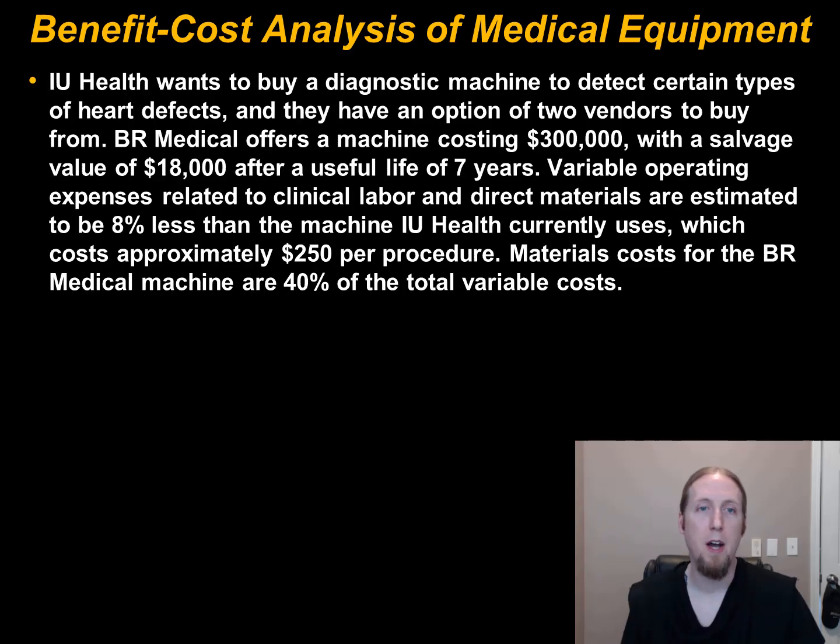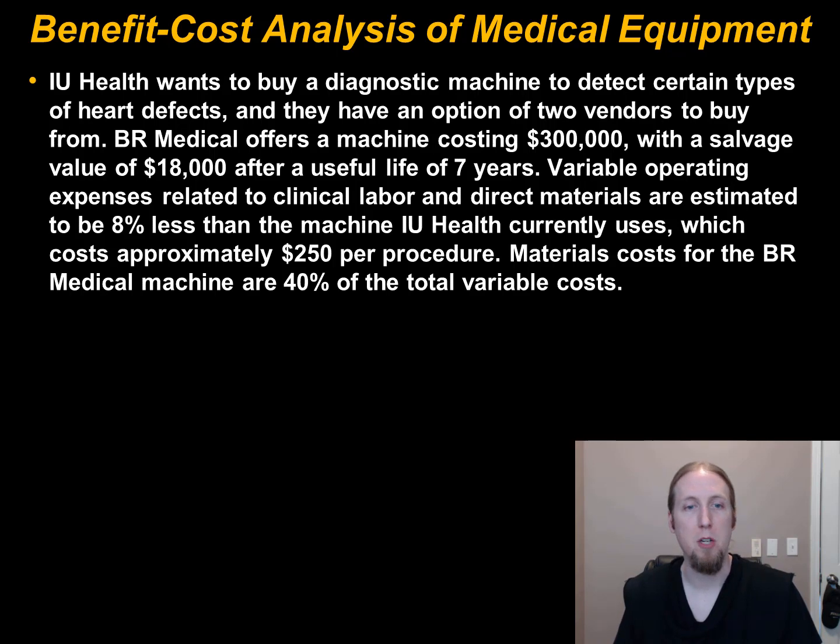Okay, IU Health wants to buy a diagnostic machine to detect certain types of heart defects, and they have an option of two vendors to buy from. BR Medical offers a machine costing $300,000 with a salvage value of $18,000 after a useful life of 7 years. Variable operating expenses related to clinical labor and direct materials are estimated to be 8% less than the machine they currently use, which costs approximately $250 per procedure.